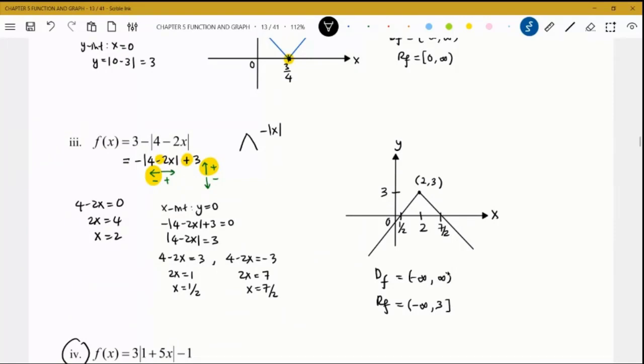Sorry, saya tertinggal pula. When x equal to 0, right? So we're gonna have y equal to negative 4 plus 3. So will be negative 1 here. So ini adalah negative 1. Okay. So kalau kamu besarkan sikit, kamu nampak lah dekat situ adalah negative 1. Okay. Thank you for enlighten me for that part. Saya tertinggal pula yang tu.